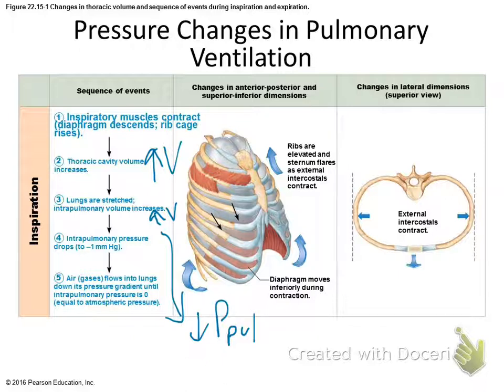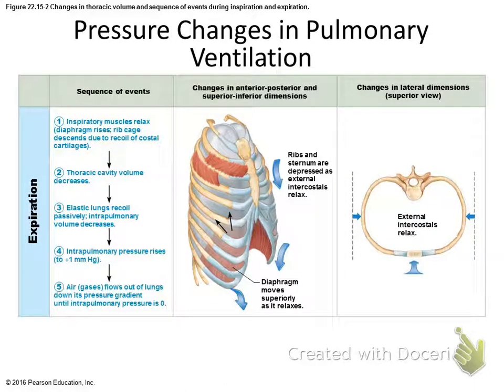With the exhale, it's just the opposite. If it's a nice, quiet, relaxed exhale, remember, all that happens is the external intercostals relax, so they pull down and in on the ribs. And then the diaphragm relaxes, it pulls back up. Well, what's that going to do to the size of the thoracic cavity?